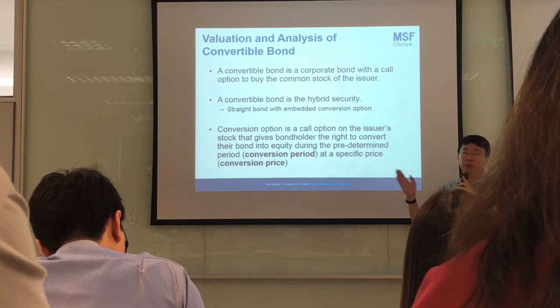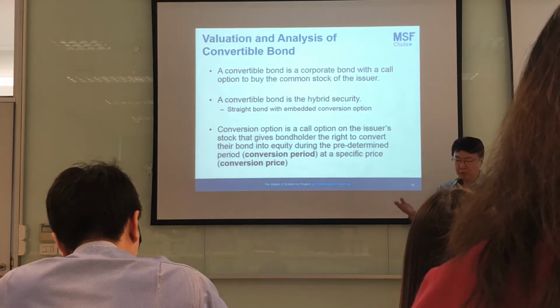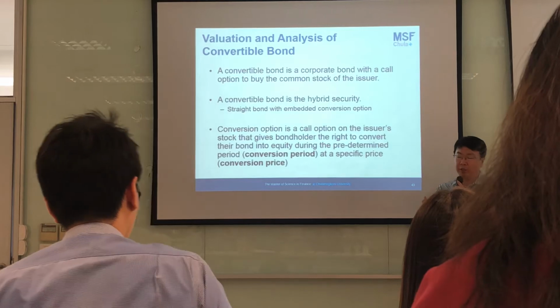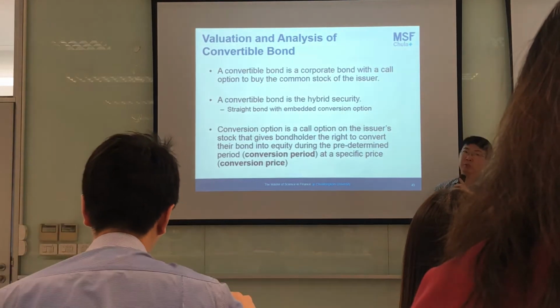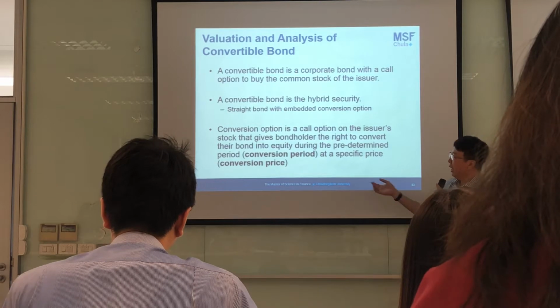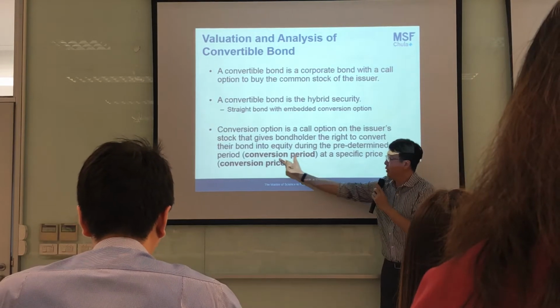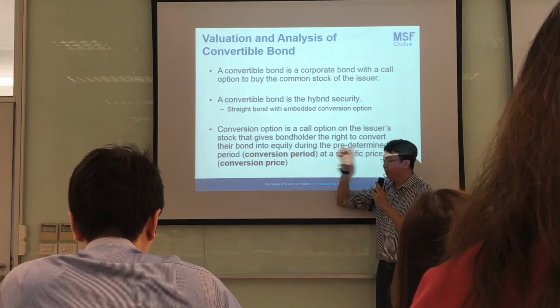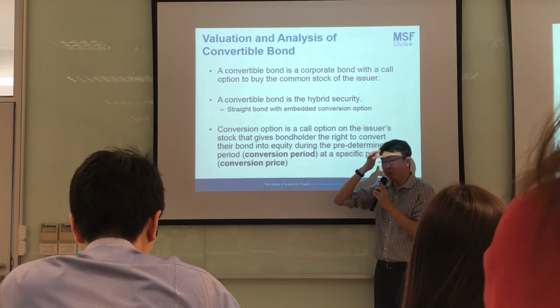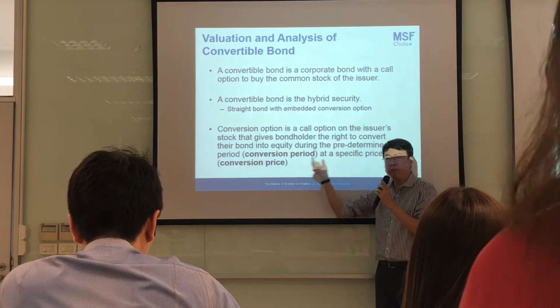This is an option, so you have the option. You can choose whether you want to be the bondholder or you want to convert into the stockholder. And the period in which we can make the decision is the conversion period. Also, the bond prospectus has to provide the information about this.